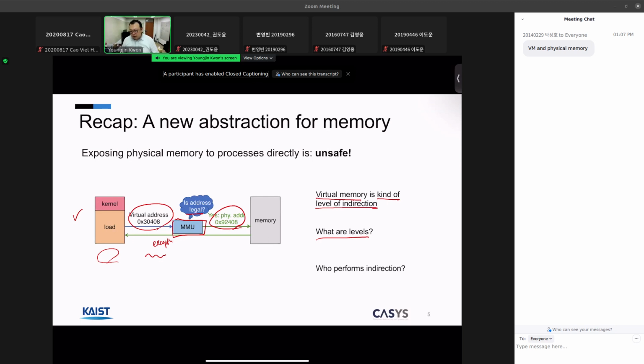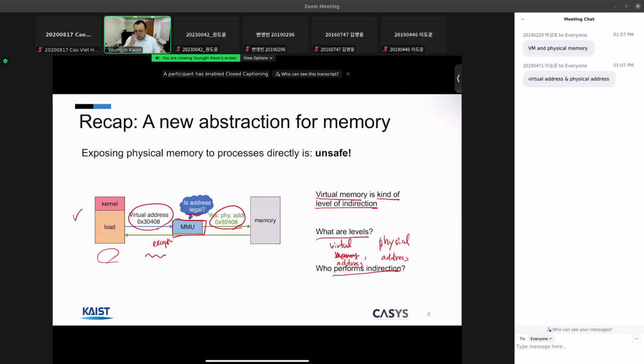What are the levels? Virtual memory, and the other one is physical memory. Address is a better way to put it: virtual address and physical address. Okay. Who performs the indirection? MMU. The memory management unit allows this translation.